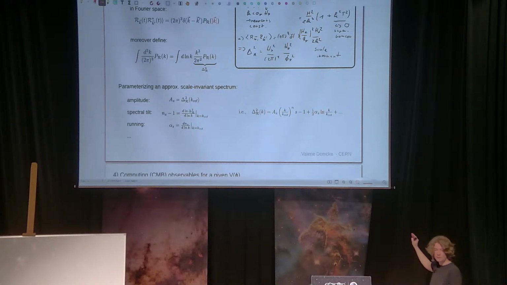So we basically approximate the power spectrum as a power law, where n_s equal to 1 would be a perfectly flat spectrum, basically the leading order prediction that we get here, a scale invariant spectrum. And then these corrections indicate the deviations from this flat power spectrum.